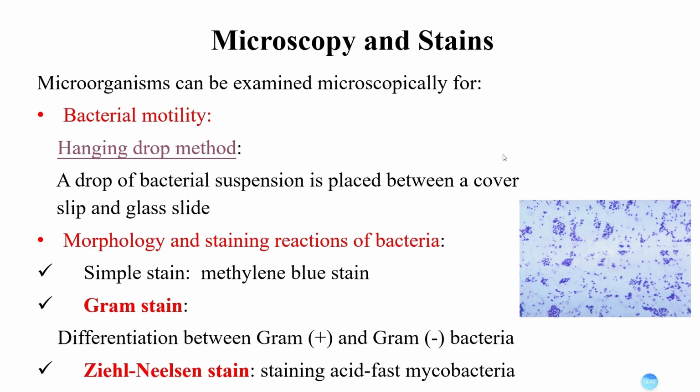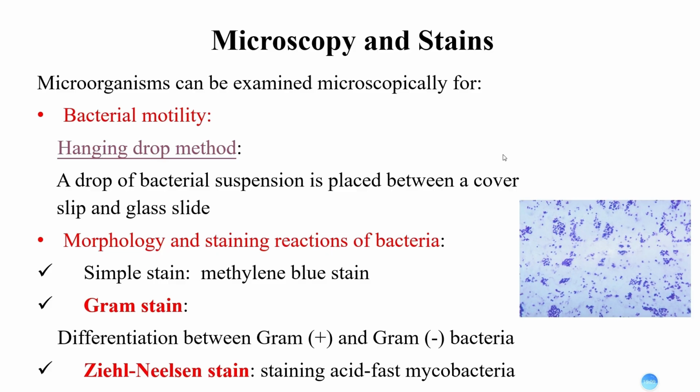You can also kill the bacteria and stain them with a certain dye, and that can help you examine their morphology in detail. So we can stain the bacteria with a simple stain. Simple stain is where you stain the bacteria with one single dye, such as methylene blue. This is the methylene blue stain. All the bacteria will be stained blue. Then you can check them with a microscope.